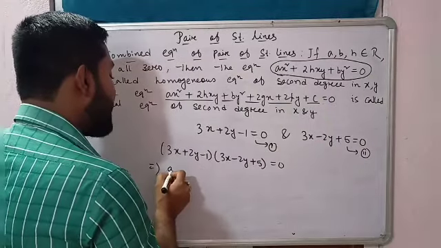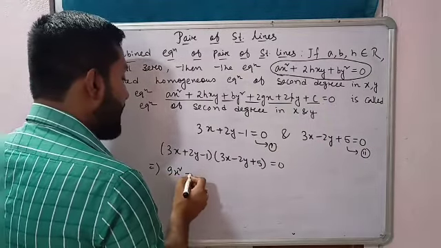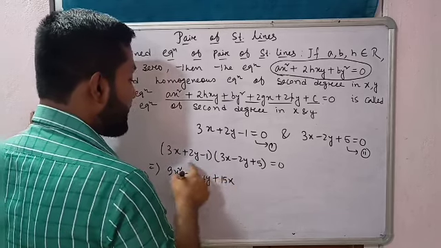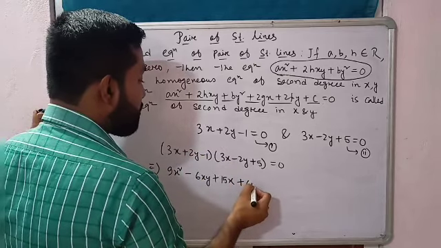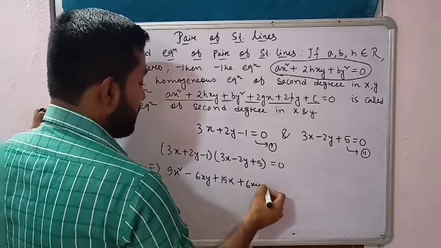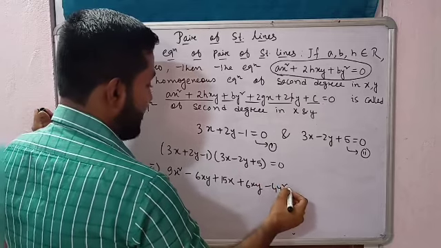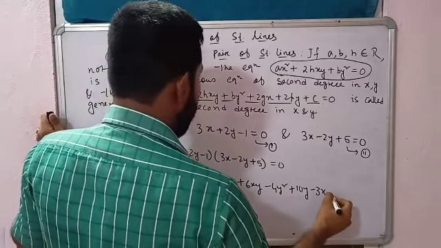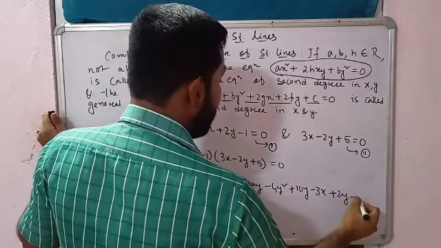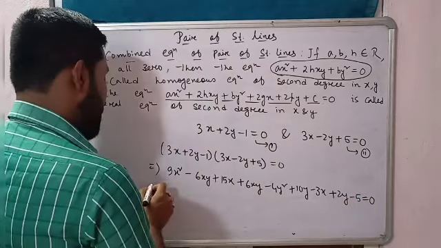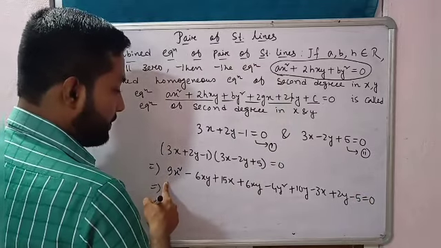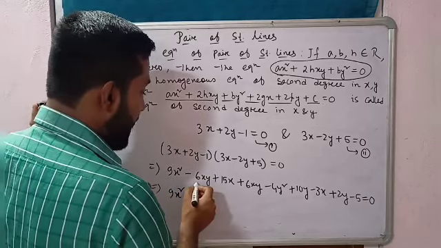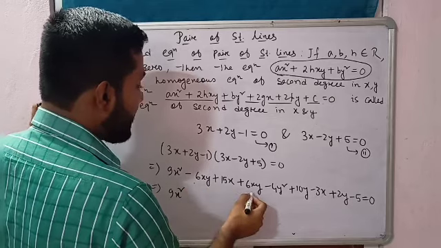3x into 3x, that is 9x square minus 6xy plus 15x plus 6xy minus 4y square plus 10y minus 3x plus 2y minus 5 is equal to 0. So 9x square plus 6xy minus 6xy cancel हो जाएगा.